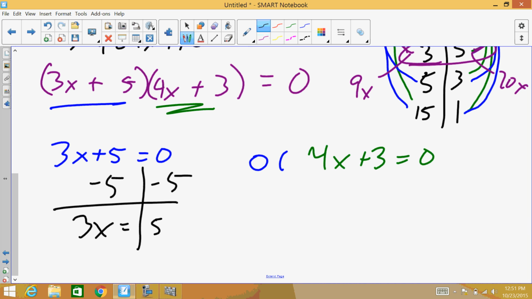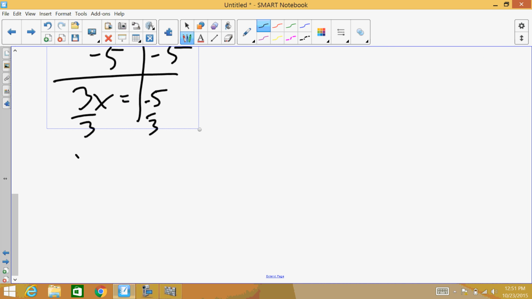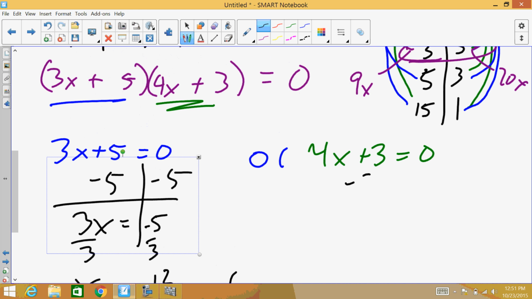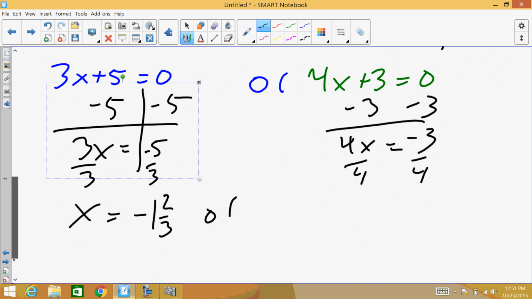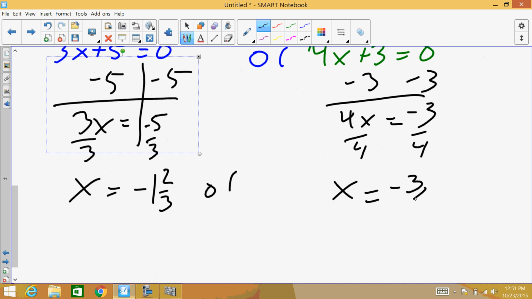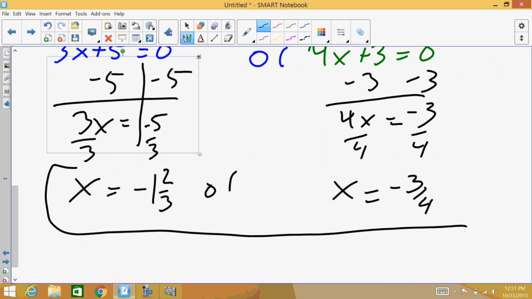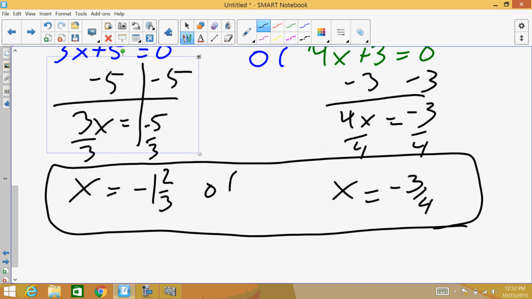3x equals negative 5. x equals negative 1 and 2/3. Or, got to solve our other one. x equals negative 3/4. So I've got two possibilities. Anytime I've got a quadratic, I should have two possibilities because of what we'll see on our graph in a later video. There are some special cases where I may only have one or none, but we'll talk about those later on.